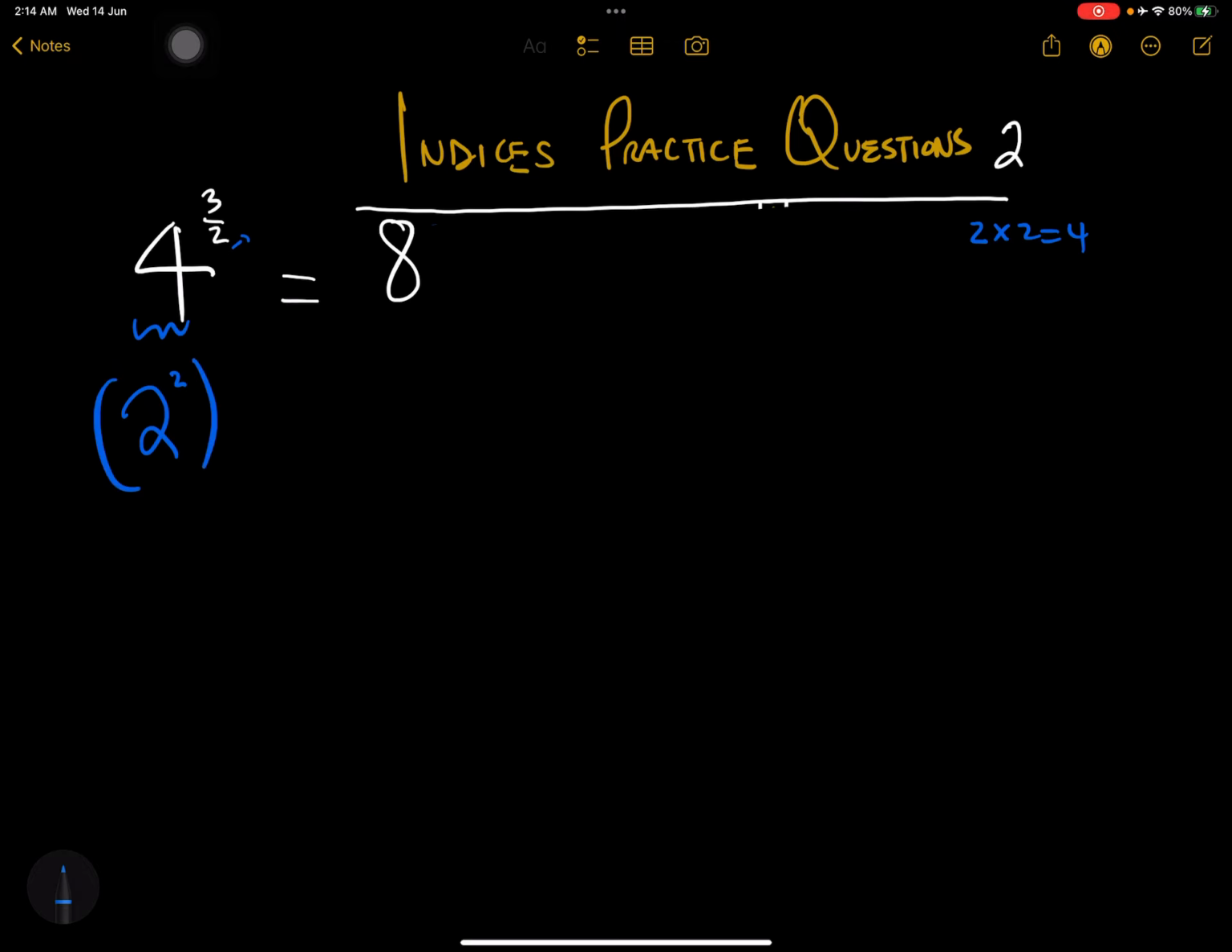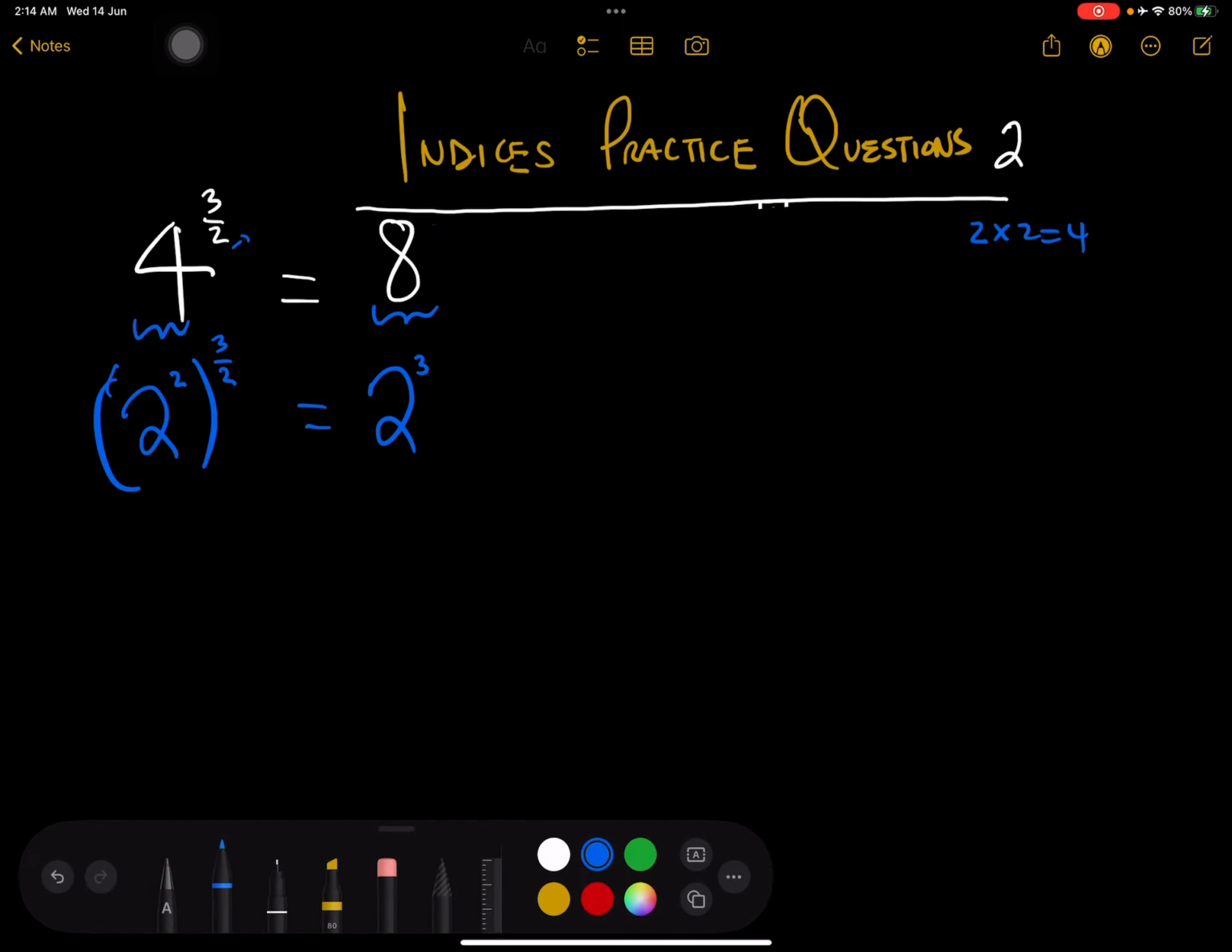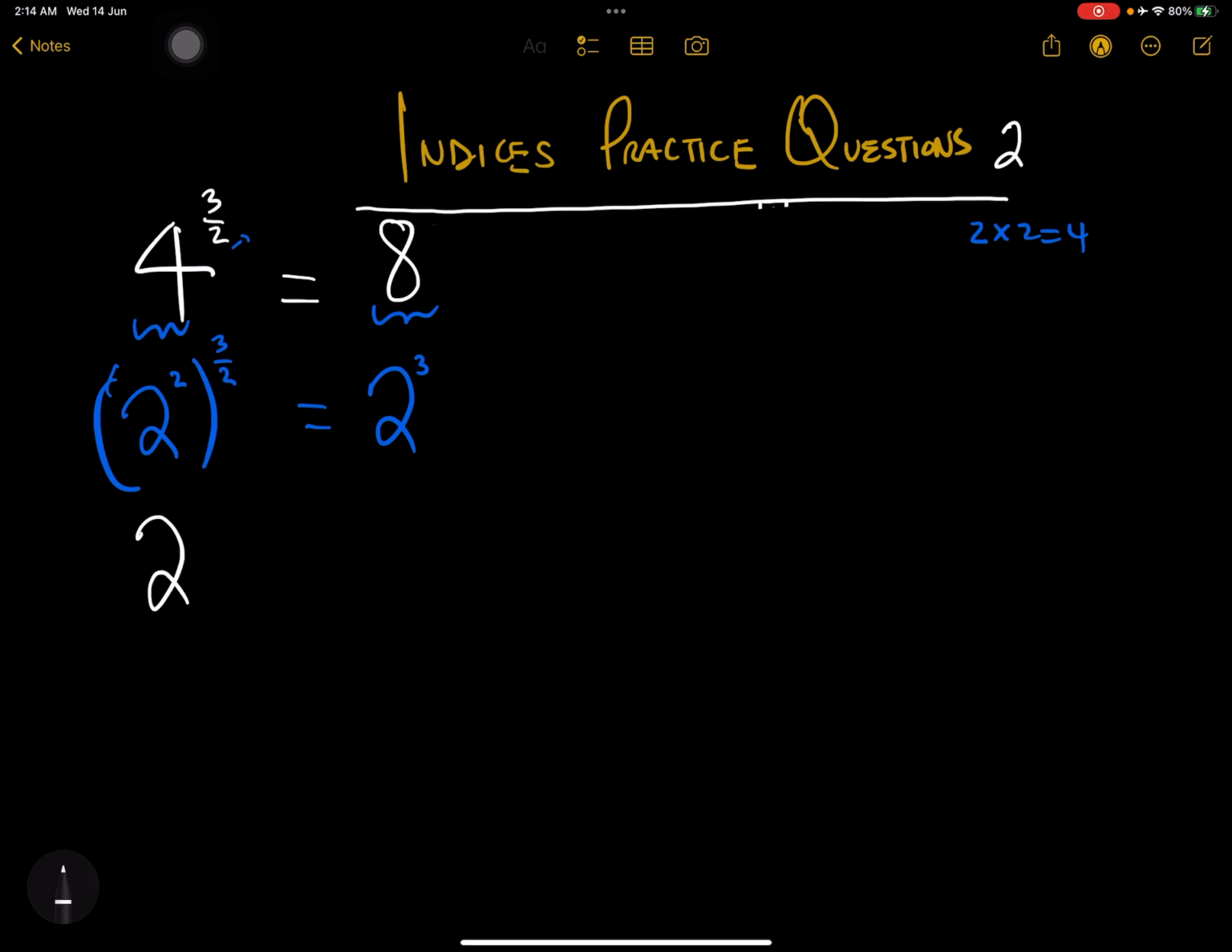Now remember that in the index, we already have a 3 divided by 2, which is equal to this 8 here. And this 8 here is 2 exponent 3. So we're going to have 2 to the power of 2 times 3 divided by 2.